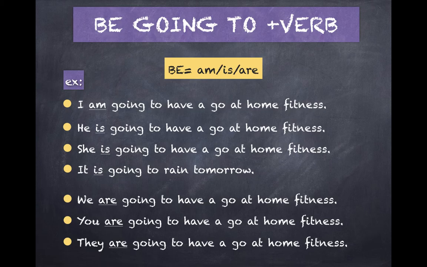He's going to have a go at home fitness. She is, etc. It is going to rain tomorrow. And we are going to have a go at fitness. You are and they are. So that's the verb be that changes in future tense with be going to. The rest of the sentence remains the same. The main verb doesn't change. Only verb be changes. So we have verb be going to plus verb 1, which is the main verb.